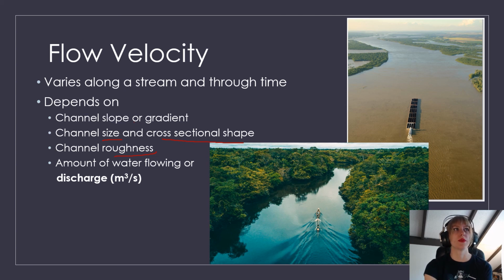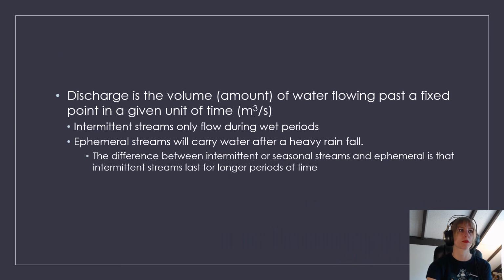So intermittent streams last longer periods of time than ephemeral. Ephemeral streams will only be around due to large amounts of water, such as snowmelt or heavy rains. Once that water is gone, so is the stream, but the bed will remain, which shows you that it will come back with another heavy influx of water. So discharge, again, is the volume or amount of water flowing past a fixed point. Intermittent streams flow during wet periods, ephemeral streams only after heavy rainfall or snowmelt.